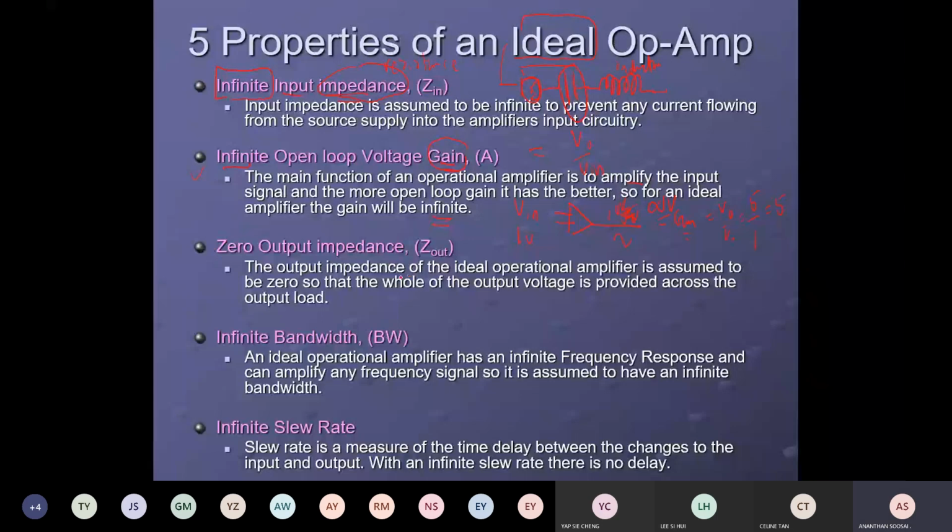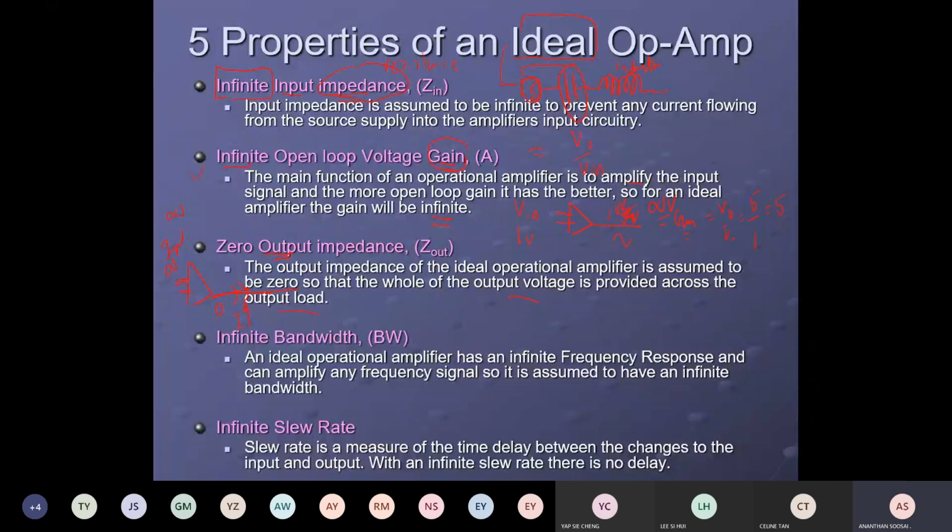Next, zero output impedance. For an operational amplifier, the input impedance is infinite and the output impedance is zero. No output impedance means the current flow at the output can be very big. What is meant by impedance? A factor that opposes the current from flowing. The output impedance of the ideal operational amplifier is assumed to be zero, so that the whole output voltage is provided across the output load.